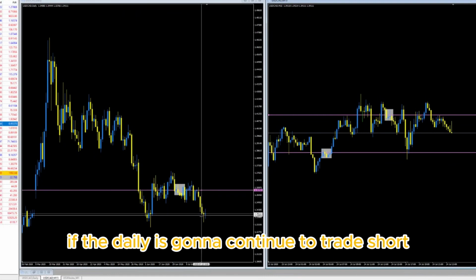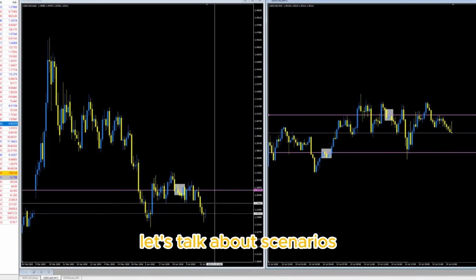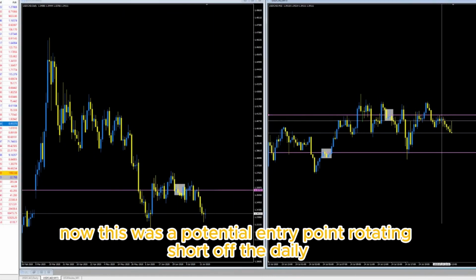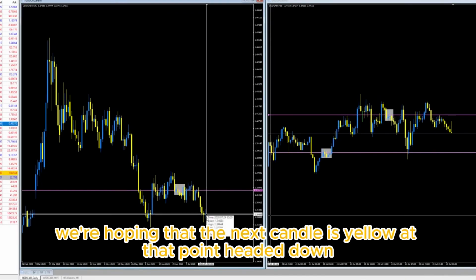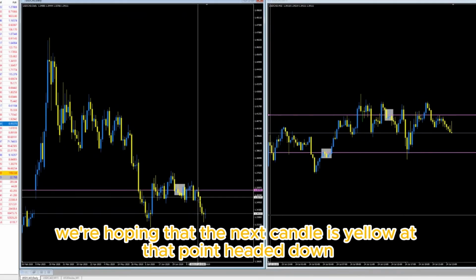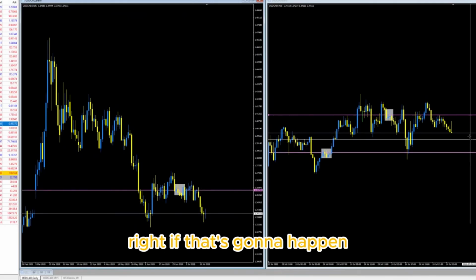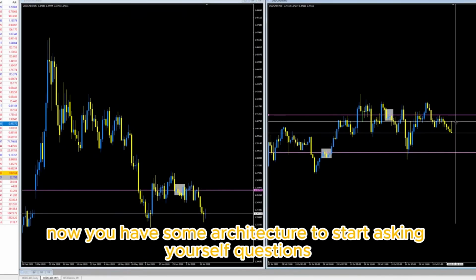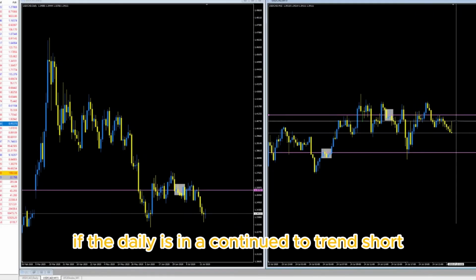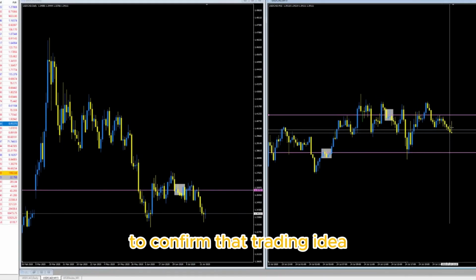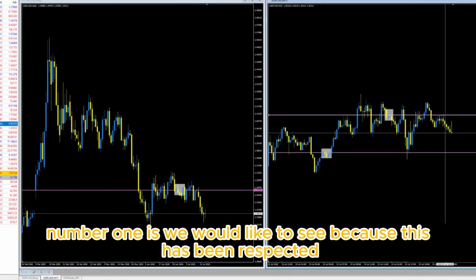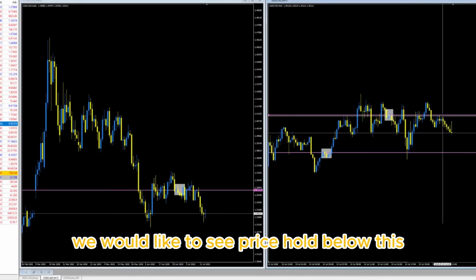If the daily is going to continue to trade short, let's talk about scenarios now. This was a potential entry point, rotating short off the daily. We're hoping that the next candle is yellow at that point, headed down, right? If that's going to happen, now you have some architecture to start asking yourself questions. If the daily's going to continue to trend short, what needs to happen on the 15-minute time frame to confirm that trading idea? Well, number one is we would like to see, because this has been respected, we would like to see price hold below this.